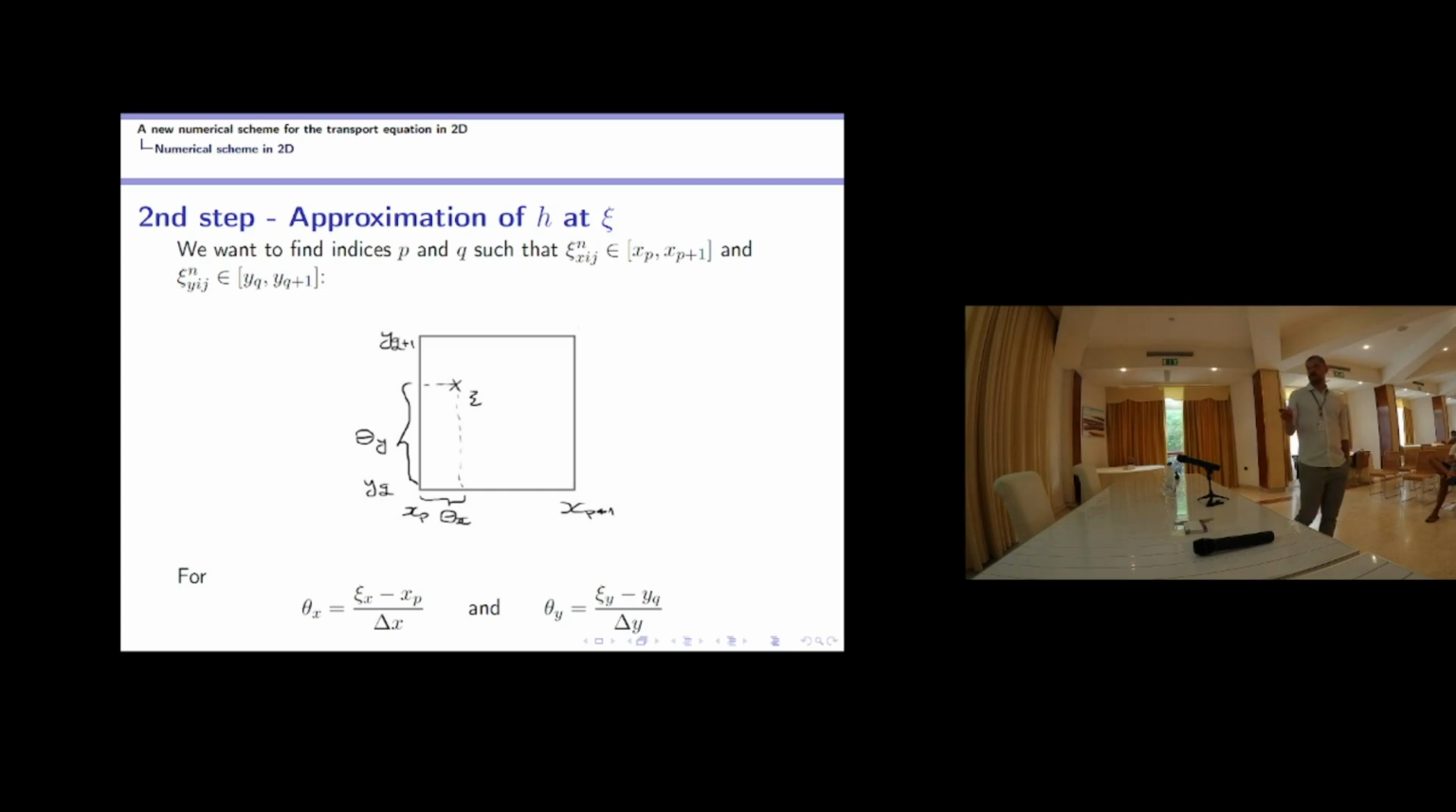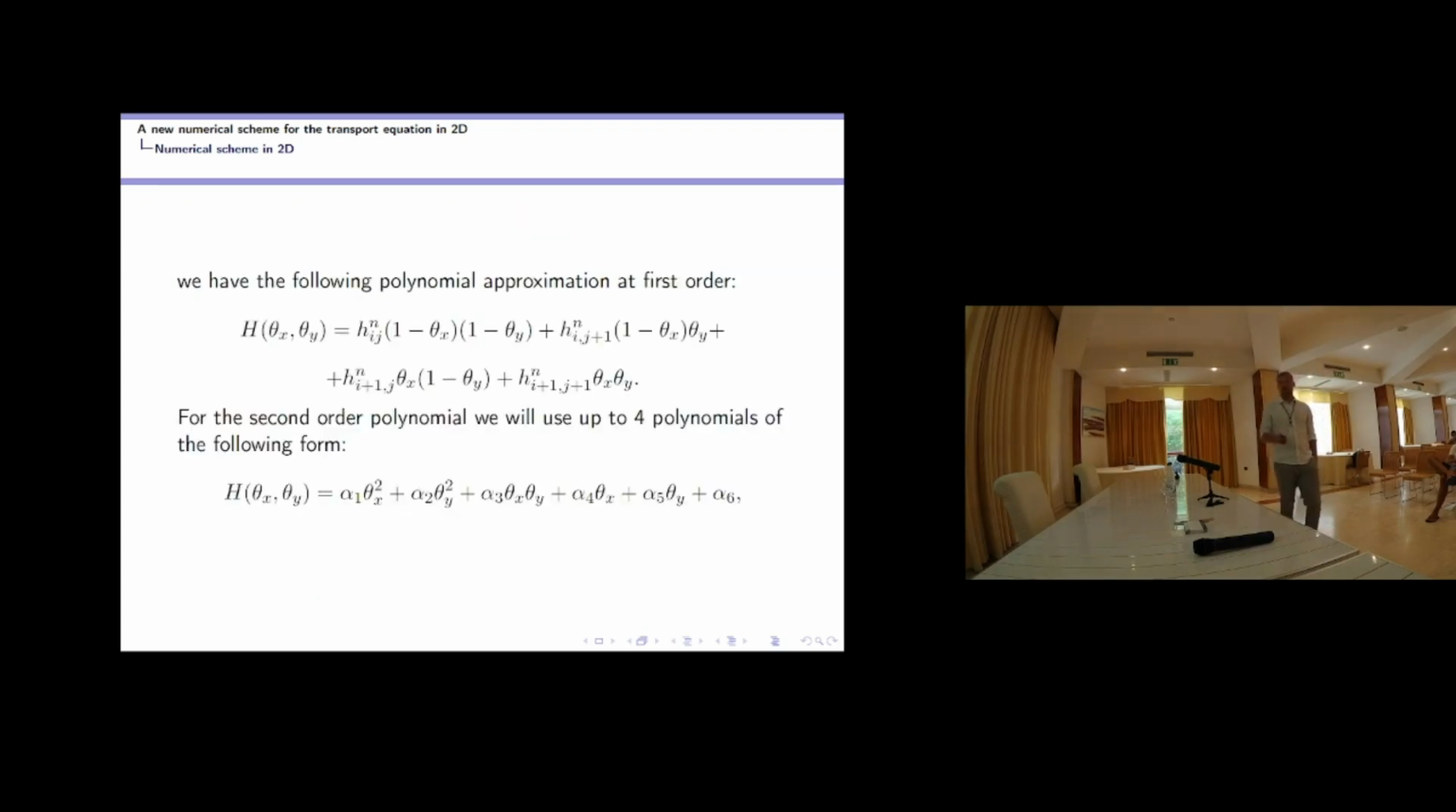So what we have to do here, we have to find indices q and p, where the foot of the characteristic curve is located. And when we find them, we can introduce theta x and theta y. That's a number between 0 and 1, and they show us the location of the foot of the characteristic curve inside this rectangle. And for first order approximation, or first order polynomial, we have this expression.